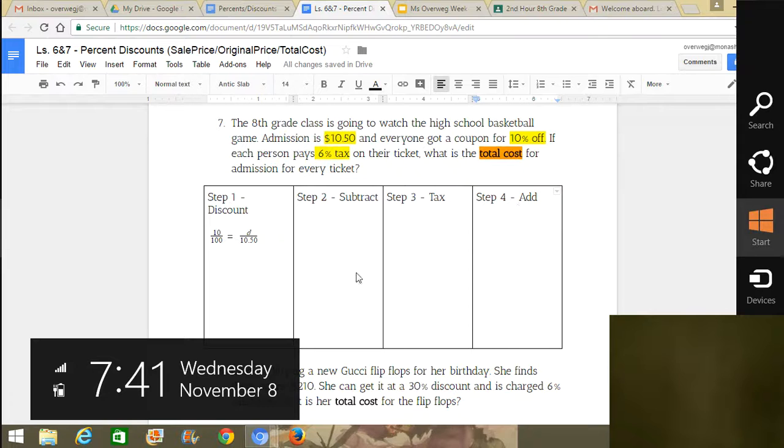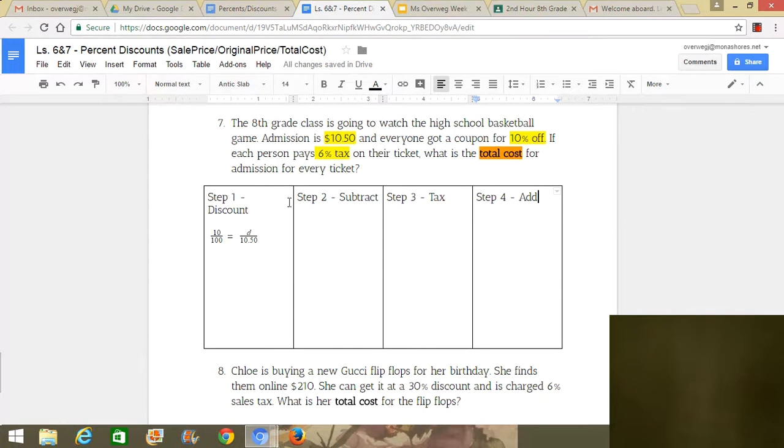Remember for now, totally ignore the 6% tax, okay? We're just focusing on the first 2 numbers. So we have our item price of $10.50. That's the cost of a ticket to be admitted to the game. And we have our coupon for 10% off. So let's go down here.